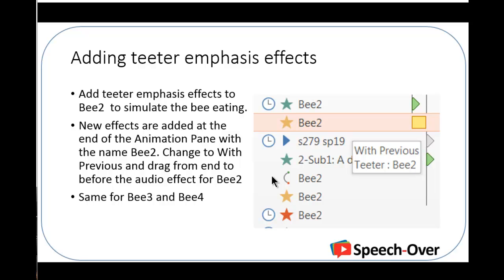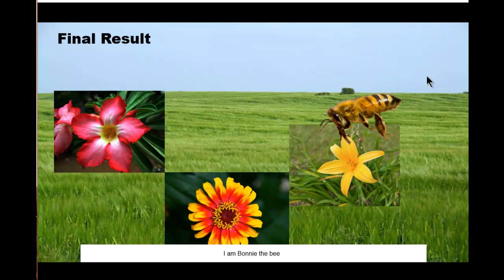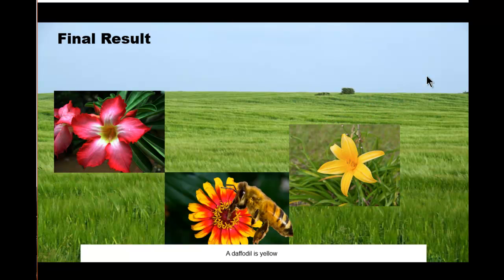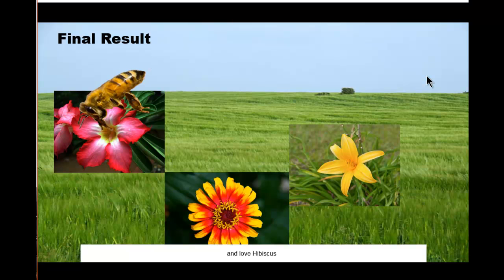Okay, let's see it again, and we'll say the effects that are occurring. I am Bonnie the bee. This is the audio, the arc, the teeter. A daffodil is yellow. The audio, the arc, the teeter. I like water lilies. Audio, arc, teeter. And love hibiscus. Audio, arc.